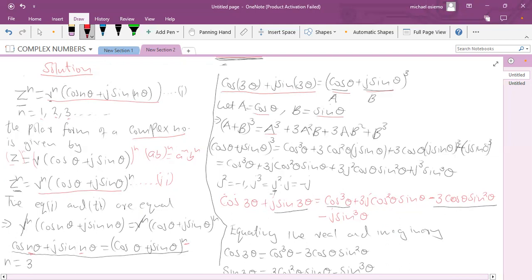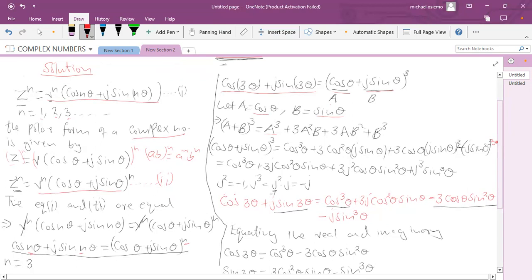Going by that, we substitute back our a and b. We have (cos θ + j sin θ)³ equal to cos³θ + 3cos²θ (j sin θ), which is our b, plus 3 cos θ (j sin θ)², plus (j sin θ)³. From there, we can open up the brackets. We have cos³θ + 3j cos²θ sin θ + 3j² cos θ sin²θ + j³ sin³θ.